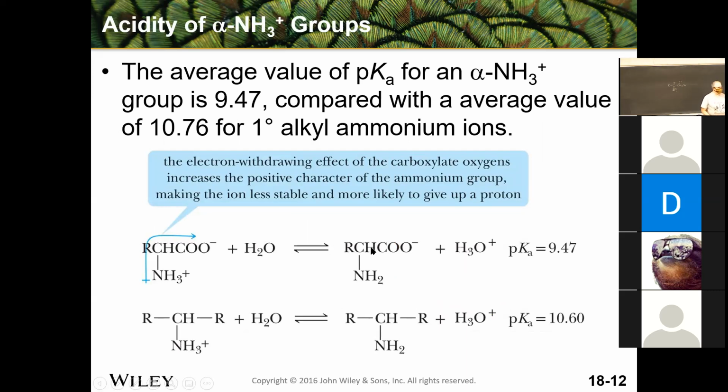Okay, the average pKa for an alpha NH3 plus group is 9.47 compared to the average value of 10.76 for primary alkyl ammonium ions. Okay, so that's about a tenfold difference. Okay, here we're talking about the acidity of the NH3 plus group.